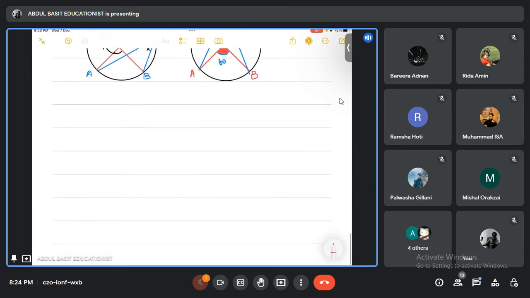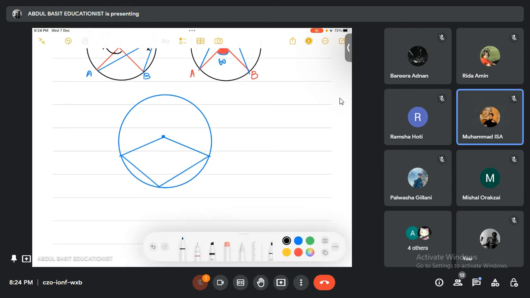Okay. For example, let me draw one more circle for you to make it easy. Look at this. For example, this is a circle with center O. Isa, can you hear me? Yes, sir. Okay, beta, now this is hitting this point. Agree? And this point is hitting this point. Can you see that?